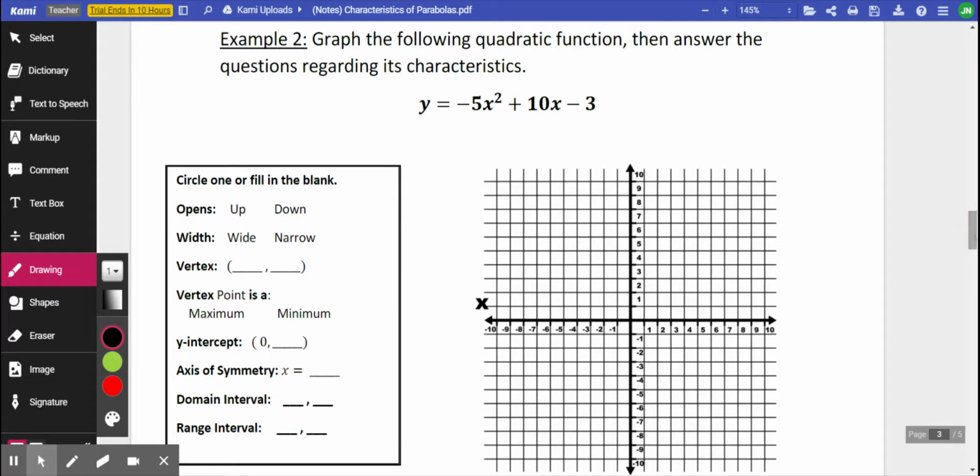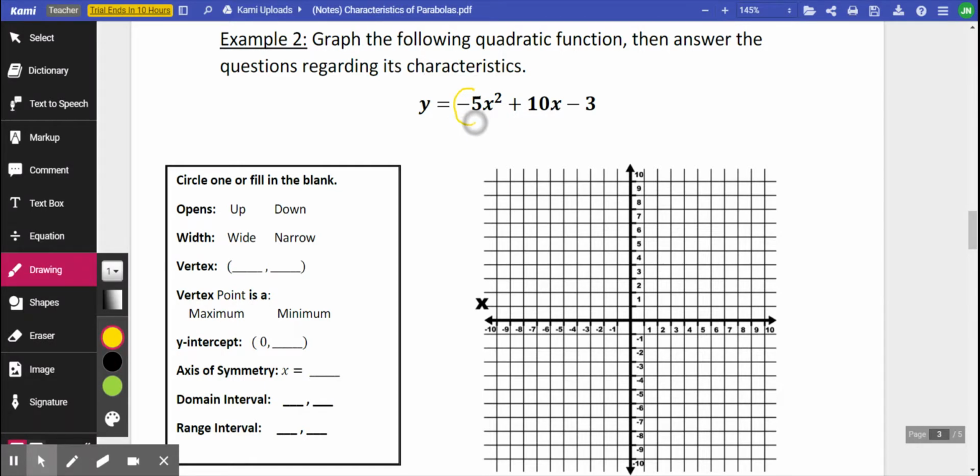So example 2. So let's go ahead and get this done. However you want to do it, you can graph it and then answer the questions, or you can answer the questions and then graph it, either way. So this time I'm going to do it a little bit different. I'm going to go ahead and just graph it and then answer the questions in a bit.